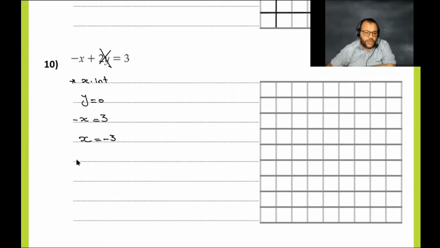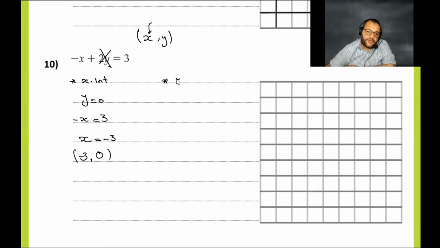So the ordered pair will be 3 and 0. The ordered pair must be x and y. You have to write the value of x first, then y. That's the rule, for grade 9. Again, ordered pair means x and y, so you write x first, then y. It will be negative 3 and 0.